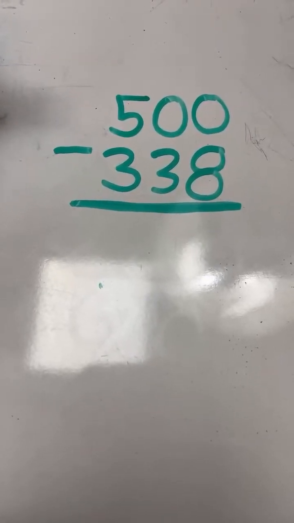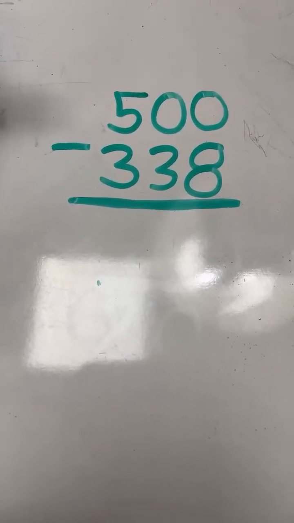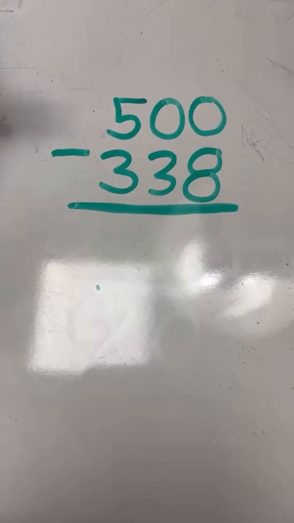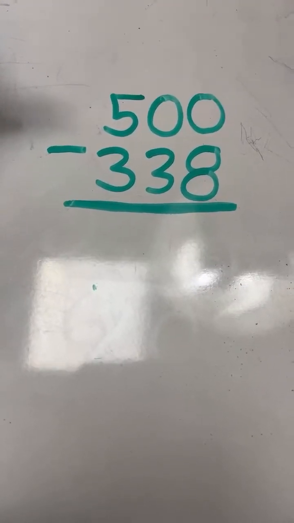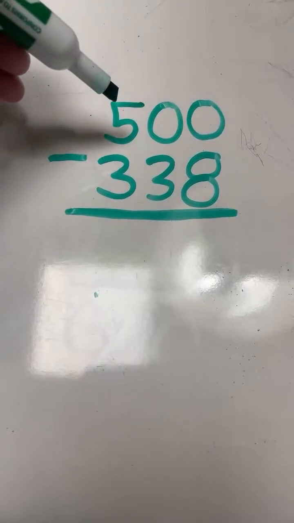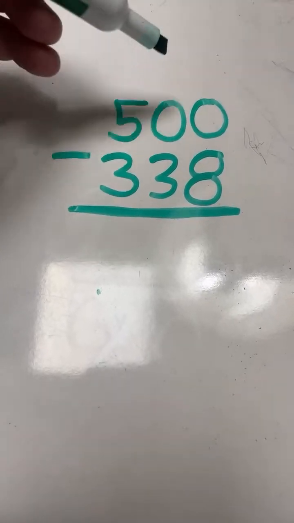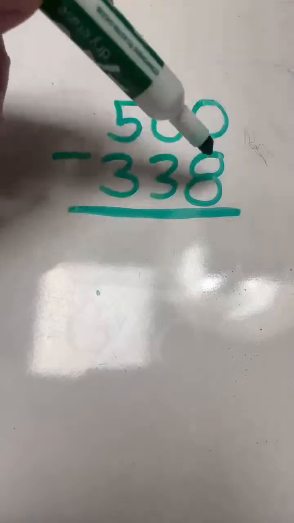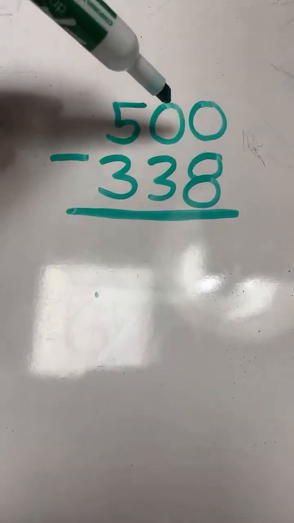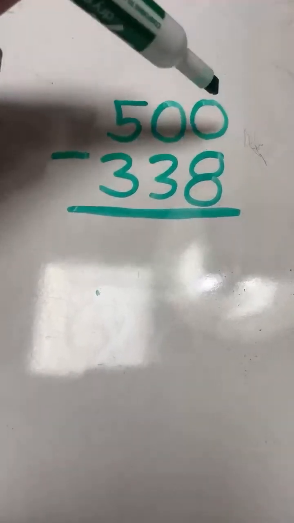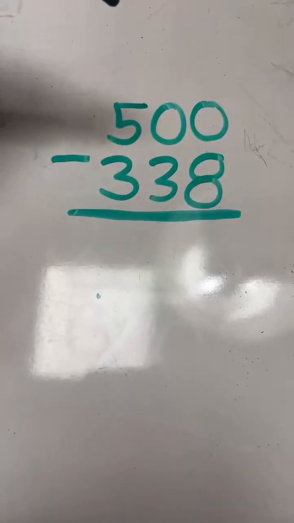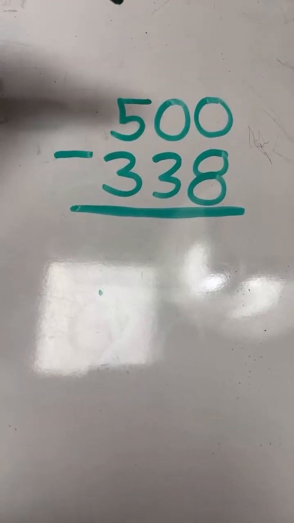So our next example problem is 500 minus 338. Again, first step is we check if regrouping is needed. Looking in the hundreds place, 5 is bigger than 3, but 0 is smaller than 3 and 0 is smaller than 8. You cannot start with 0 and take away 3. You cannot start with 0 and take away 8, so we will need to regroup in the tens place and in the hundreds place.